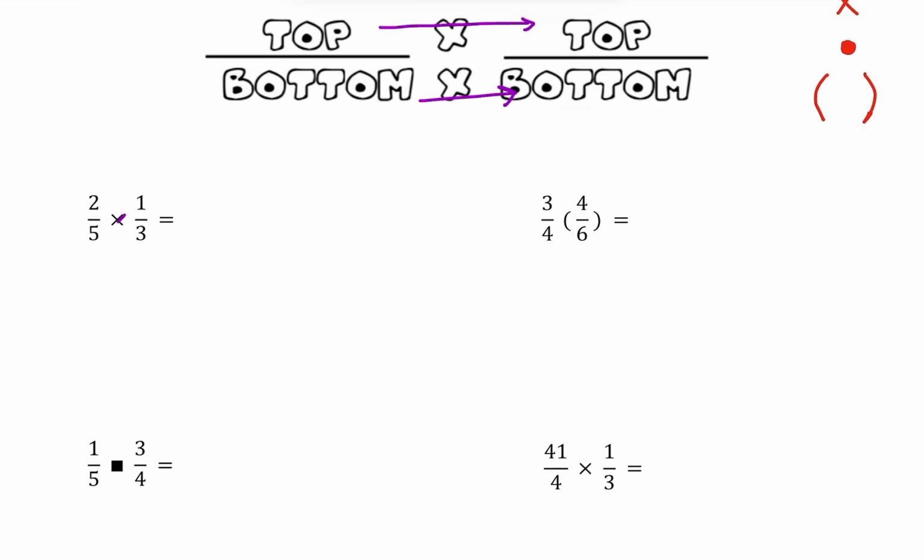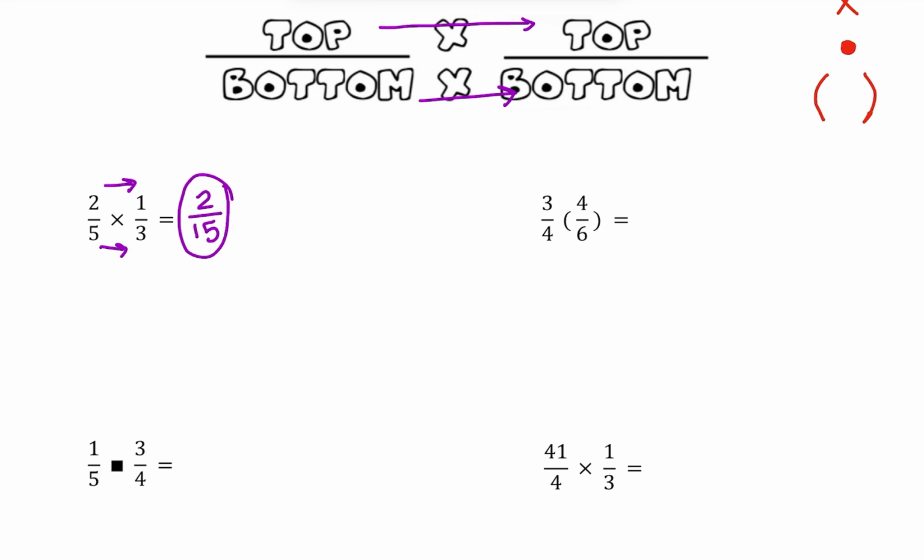First of all, I see an X, that is multiplication. So I take the two top numbers, 2 times 1, and I multiply. 2 times 1 is 2. So that's my top number. 5 times 3 is 15. That's my bottom number. Done. It is that simple. Two top numbers, two bottom numbers, multiply, multiply, done.